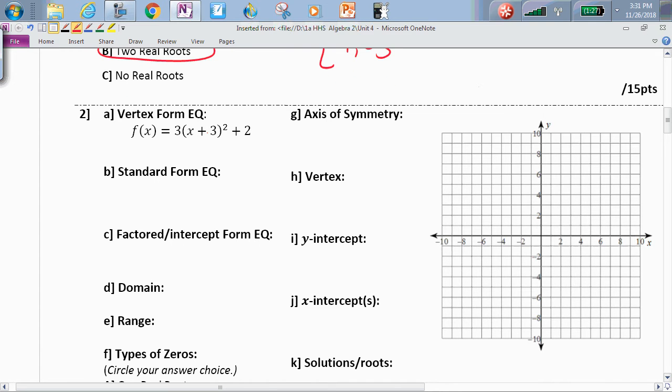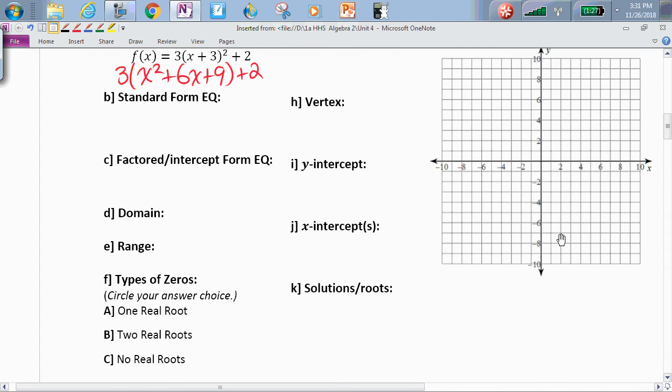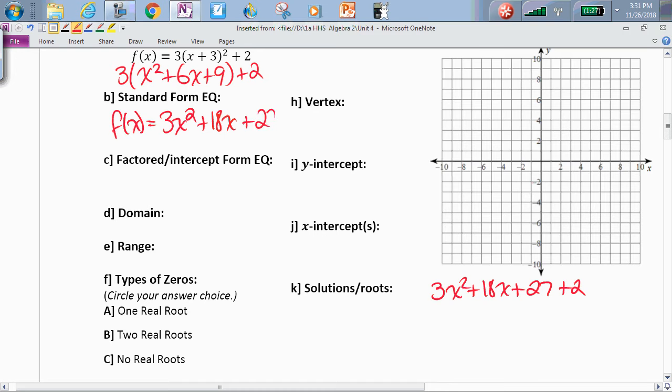Okay, so next, vertex form. Getting into standard form, we have to do a bit of math here, multiplying it out. So that's going to be (x plus 3) times (x plus 3), so that's x squared plus 6x plus 9. I want to distribute here, so I'm going to do a little bit of work so you can see that. We've got 3x squared plus 18x plus 27 plus 2. That means we get 3x squared plus 18x plus 29.